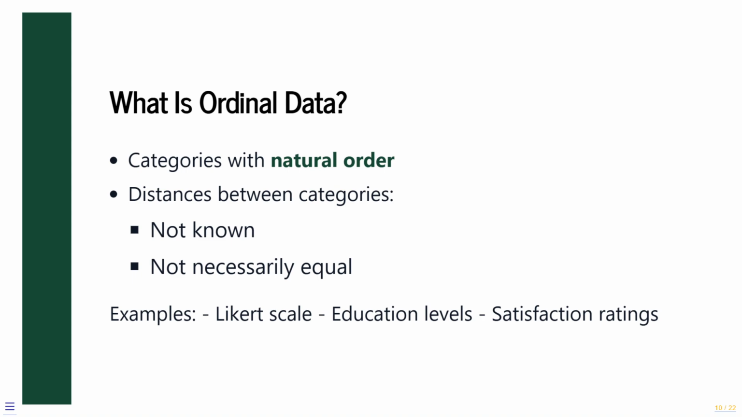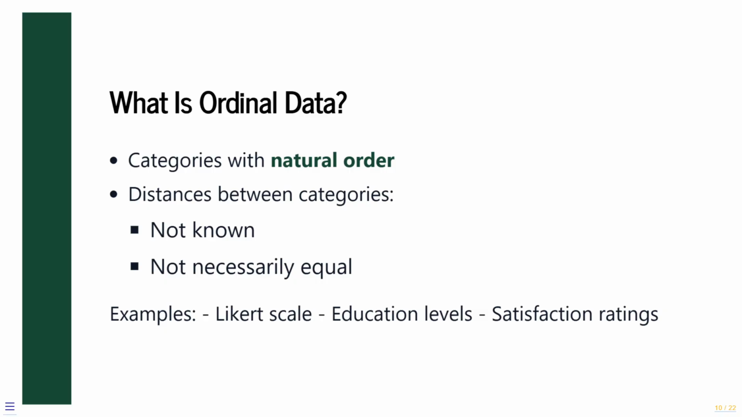Next, let's consider ordinal data. Ordinal variables consist of categories that have a natural order, but the distances between categories are not known or not equal. A common example is a Likert scale: strongly disagree, disagree, neutral, agree, strongly agree.